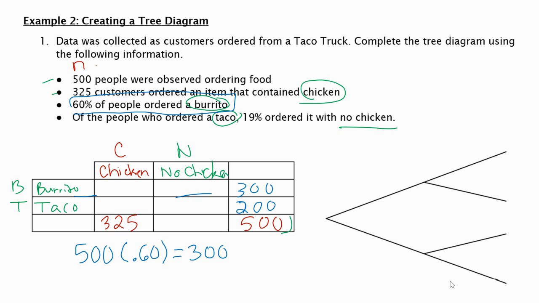We then have that of the people who ordered a taco, 19% ordered no chicken. So there are 200 people who ordered a taco. So of the 200 people that ordered a taco, 19% got no chicken. So I'm going to do the same thing, but this time out of the 200, because that's what they gave us as a condition. So 200 times 0.19. And that's going to end up giving us 38.